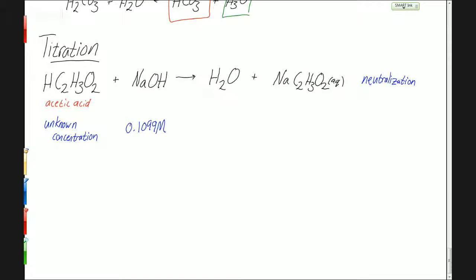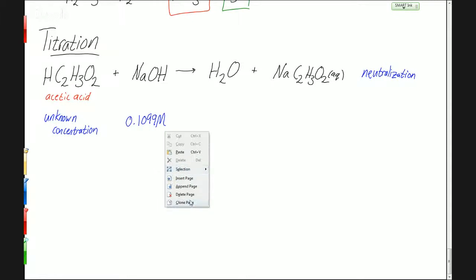Right, so we took a certain amount of sodium hydroxide pellets, dissolved it. We know it's exactly 0.1099 molar. It's been standardized or whatever. We can do an experiment using that known sodium hydroxide, and we'll do this next week, to figure out how much acetic acid we had and what the concentration of the acetic acid is. So here's what the experiment looks like.